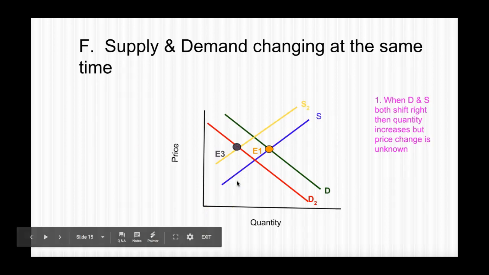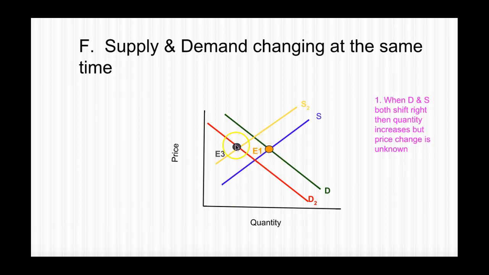What happened to my quantity? Going from here to here, my quantity decreased. But what happened to my price? The way I drew it, it's a little bit of an increase, maybe. But again, you don't know, since you don't know how much the demand curve shifted to the left or how much the supply curve shifted to the left, which one is a bigger shift. You don't know what happened to the price. So anytime both supply and demand shift to the left, you know that the quantity is going to decrease, but the price change is unknown.